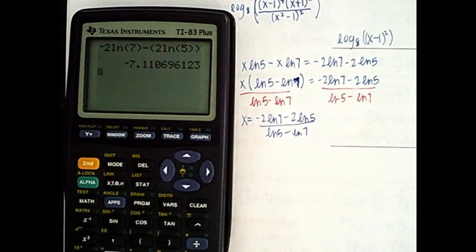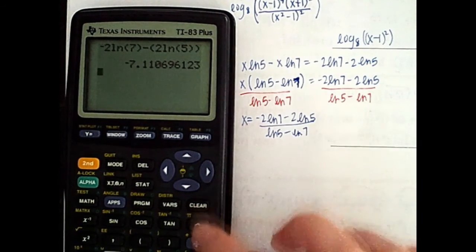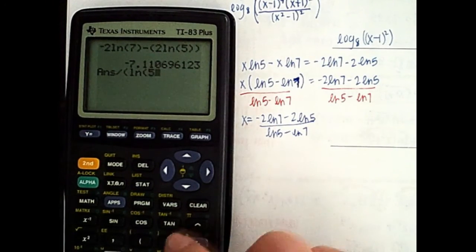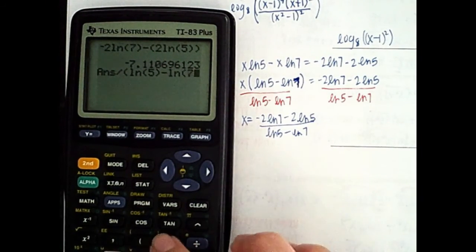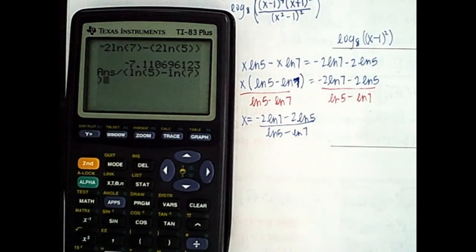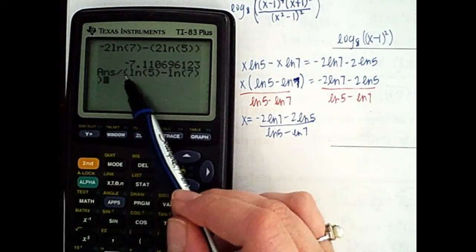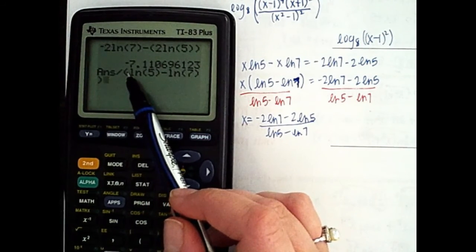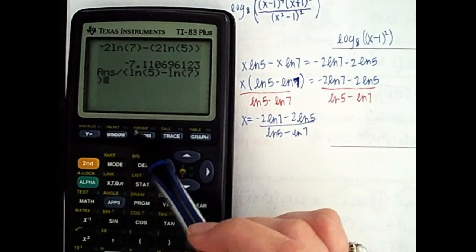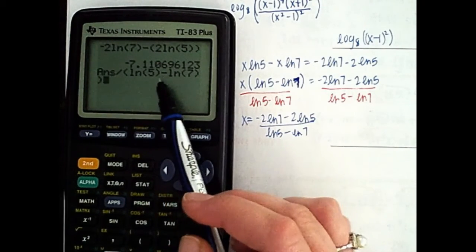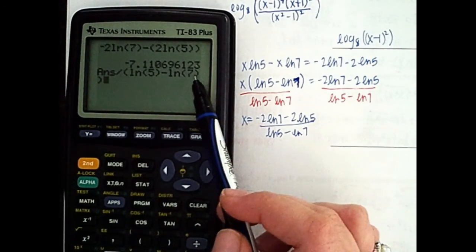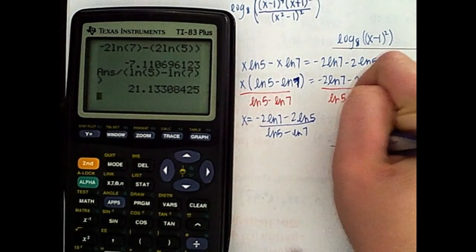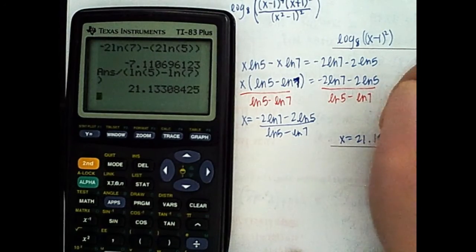And so that gets you negative 7.11, and then we are going to divide by ln of 5 minus ln of 7. Now notice a few things. One, I put parentheses around the entire denominator. If you don't put parentheses around the entire denominator, you are going to get a wrong answer. And then I ended my parentheses around 5, ended my parentheses around 7. So I should get that x is equal to 21.13.